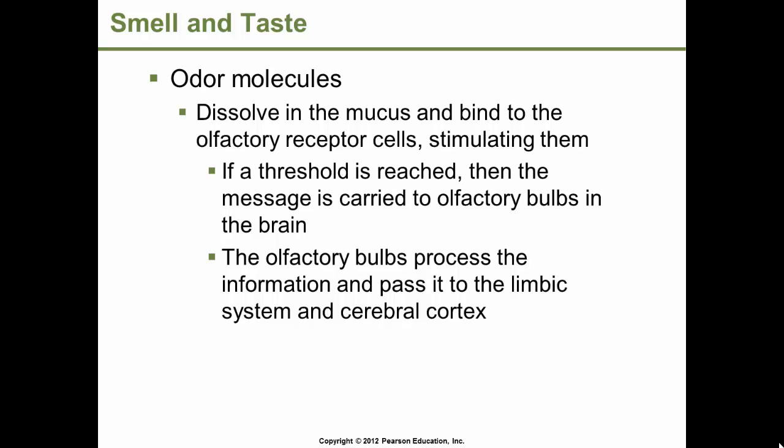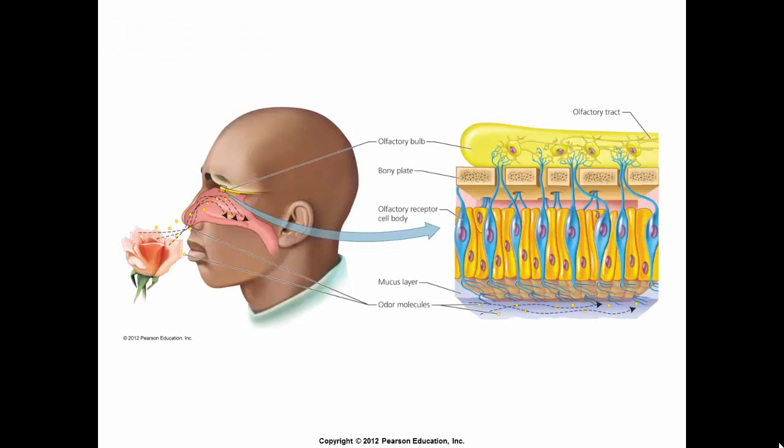The olfactory bulbs process that information and pass it to the limbic system and the cerebral cortex. So this shows the process of smell: odor molecules dissolve in the mucus, and olfactory cells send signals to the olfactory bulb. Recall from chapter 8 that the limbic system deals with emotions, so smell is the sense that most readily brings up emotions.